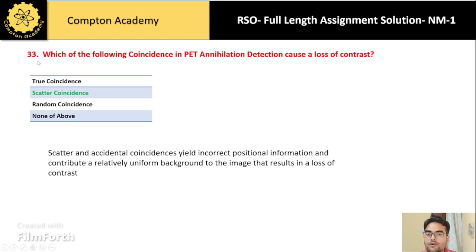Now the question number 33 is, which of the following coincidences in PET annihilation detection causes the loss of contrast? The scatter coincidence will lead to a loss of contrast. The scattered and accidental coincidences yield incorrect positional information and contribute a relatively uniform background to the image, which results in the loss of contrast. So the scatter coincidence will lead to a loss of contrast.